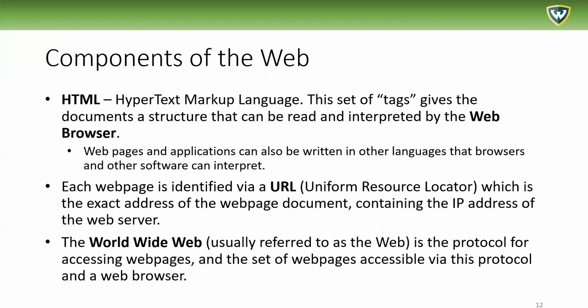Each web page is identified via a uniform resource locator, which is the exact specific address of the web page document, containing the IP address of the web server and the name of the document itself. It's a fairly straightforward and simple concept, but it became very relevant and very widely used, of course. The World Wide Web, usually referred to as the web, is the protocol for accessing web pages and the set of web pages accessible via this protocol and a web browser.